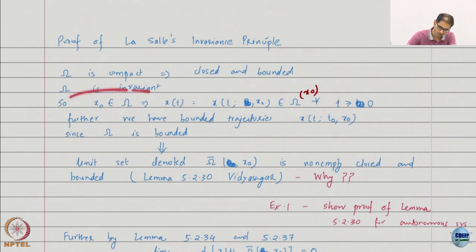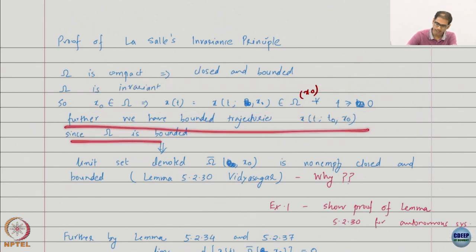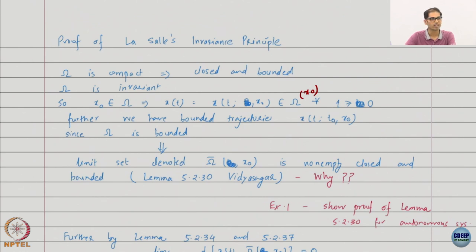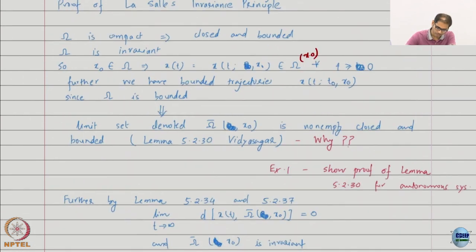So this is just the definition of omega being invariant. Further, we have bounded trajectories because omega is bounded. Right? I already said that if you start in omega, you remain in omega, and the LaSalle invariance principle states that you have to start in the omega set. Great. So let us denote the limit set by omega bar. We are trying to find the limit set now, because what do we know? We know that trajectories go to the limit set, by the definition of the limit set. So we denote the limit set as omega bar of x0.